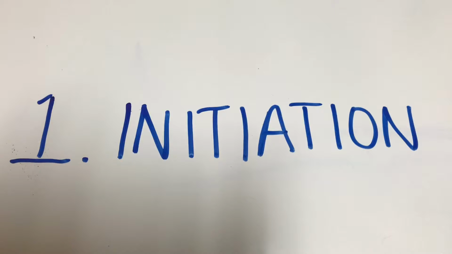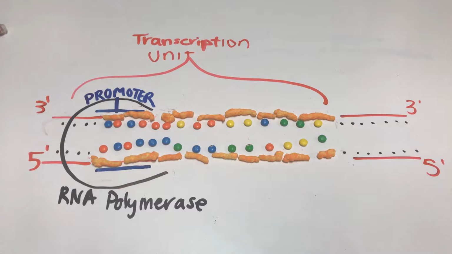The first step of transcription is initiation. This is when RNA polymerase binds the DNA with the aid of transcription factors. The top strand is the non-template strand, while the bottom strand is the template strand. It commences the process of transcription.